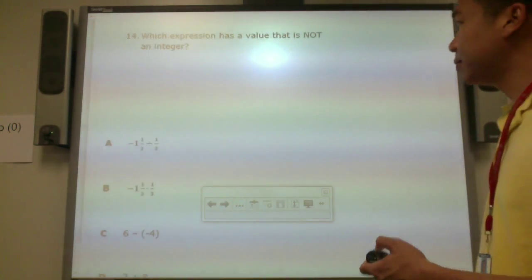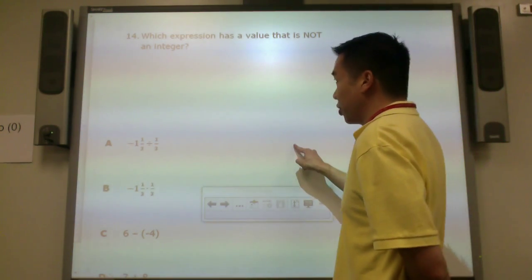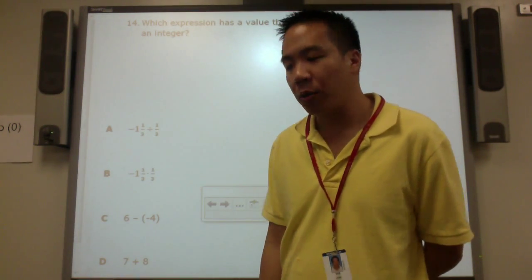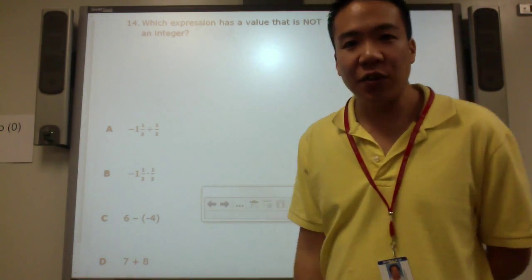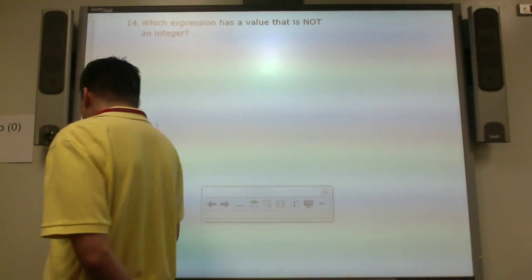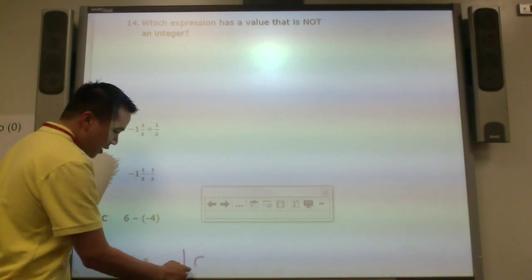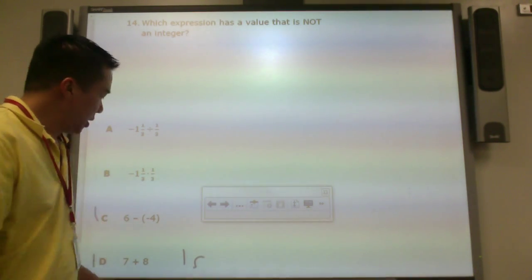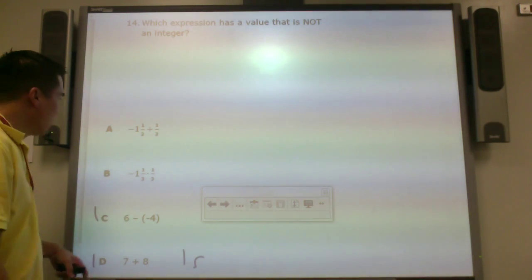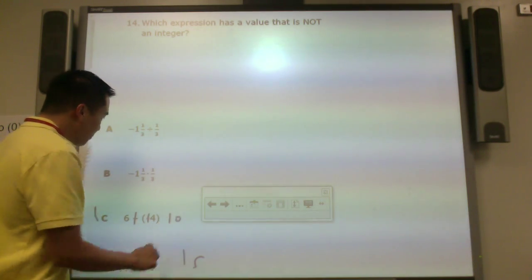Number 14. Which expression has a value that is not an integer? Again, an integer is a positive or negative whole number. So which of these will not give you a whole number that's positive? I'm going to look at C and D. I'm not going to solve it because I for sure know 15 is a whole number. And if I do this, will I get any decimals or fraction out of this? No. So it's either going to be A or B. But you really want to know? Add the opposite. That's 10.